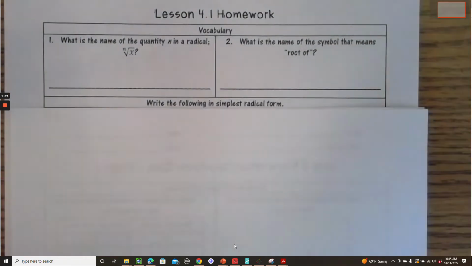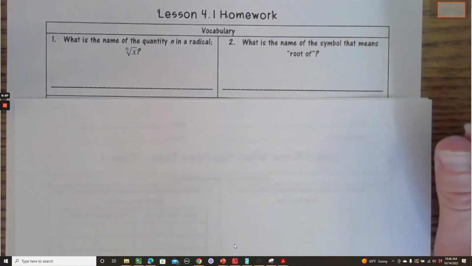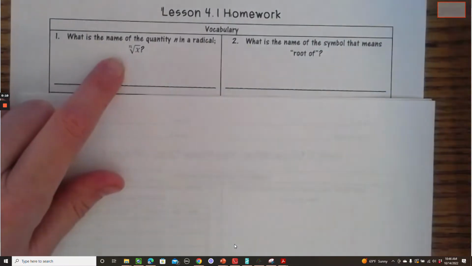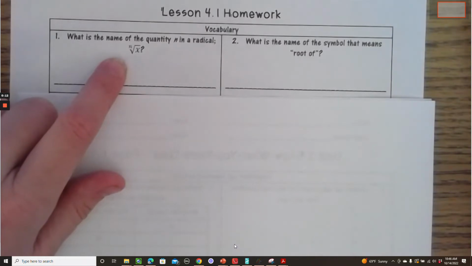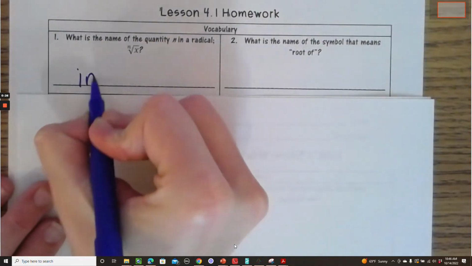All right, so this video is for lesson 4.1 homework. Number one, what is the name of the quantity in a radical? That's the little number sticking out to the side here. Does anybody know the name of that piece? Index. So exponent is the little number up high. Here it's called an index.